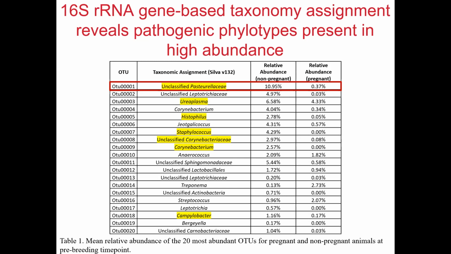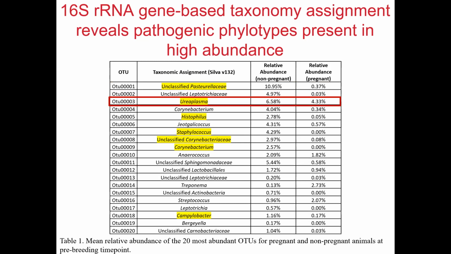OTU1 classified within the gram-negative Pasteurellaceae family, which are known to contain lipopolysaccharide, an endotoxin capable of destroying endothelial cells. This family includes Mannheimia haemolytica, known to cause pneumonia, and Pasteurella multocida, which has been shown to infect the reproductive organs causing tissue necrosis.